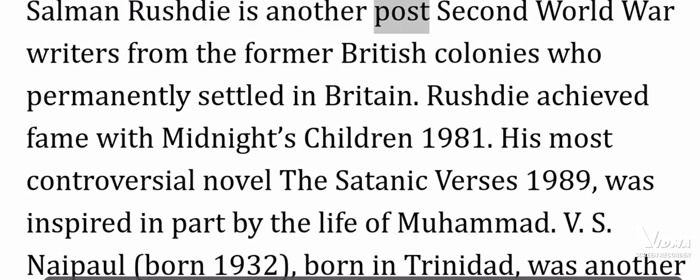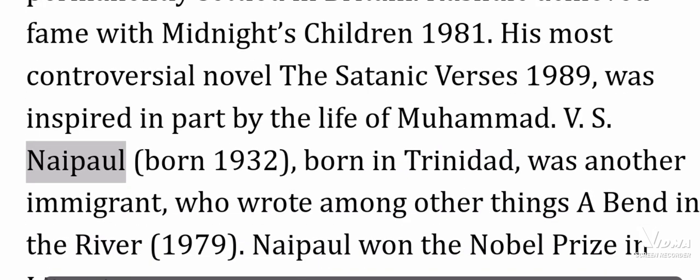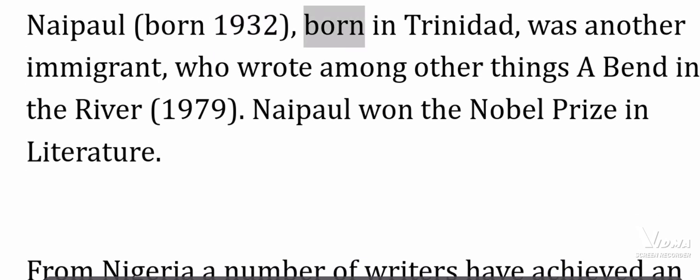Salman Rushdie is another post-Second World War writer from the former British colonies who permanently settled in Britain. Rushdie achieved fame with Midnight's Children, 1981. His most controversial novel, The Satanic Verses, 1989, was inspired in part by the life of Muhammad. V.S. Naipaul, born 1932 in Trinidad, was another immigrant who wrote among other things A Bend in the River, 1979. Naipaul won the Nobel Prize in Literature.